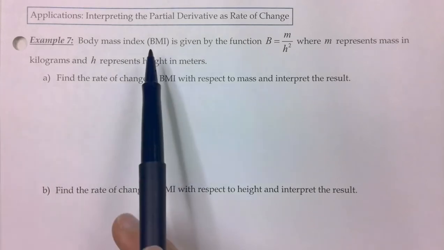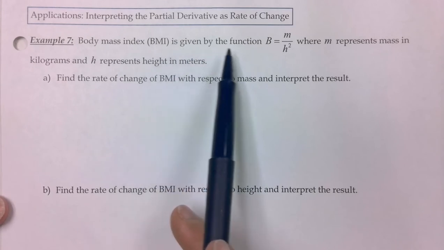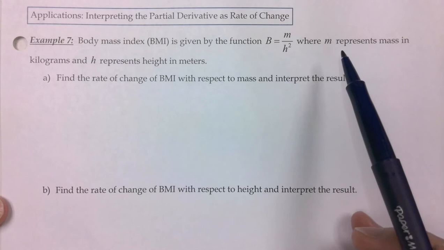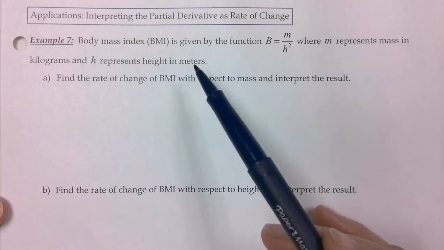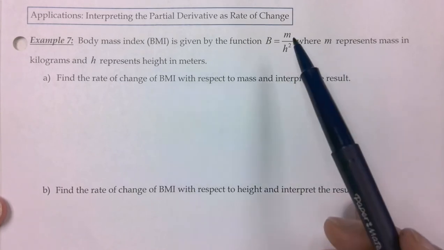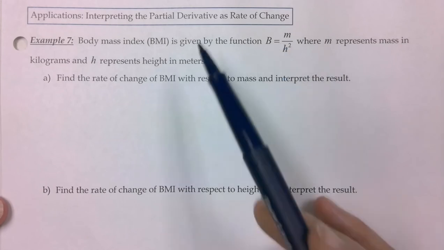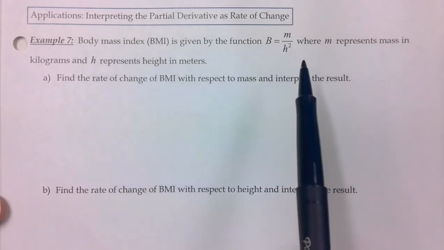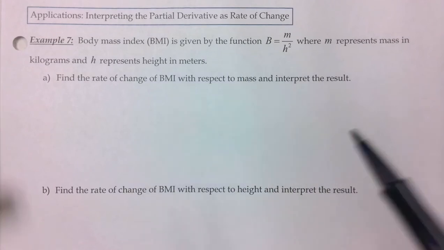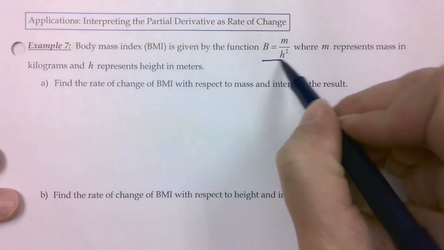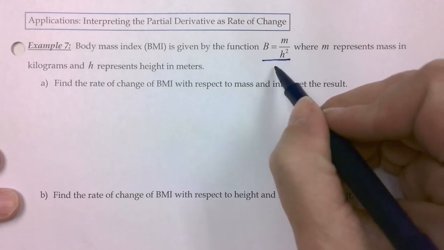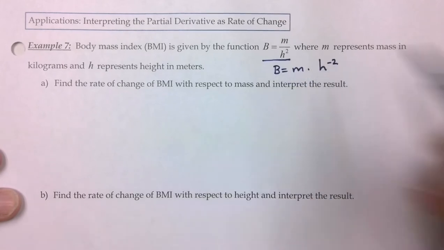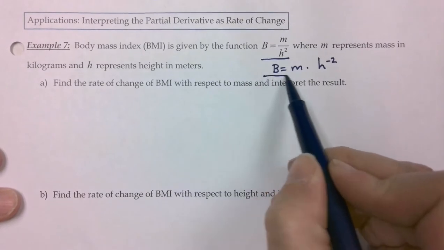So we have the body mass index, BMI, is given by the function B equals m over h squared, where m is the mass in kilograms and h is the height in meters. I know in Fall 19 it actually said W in weight, but it's mass. It's the body mass index, not the body weight index. So please fix that. Sorry about that. Okay, so let me rewrite this real quickly. That'd be the same as B equals m times h to the negative 2. Just keeping that in mind.